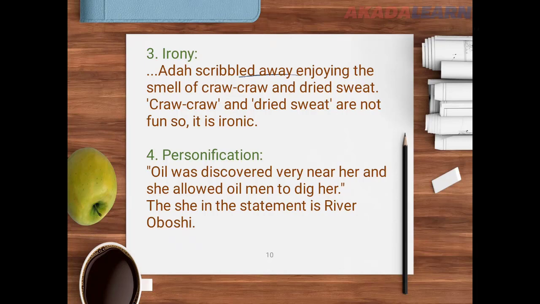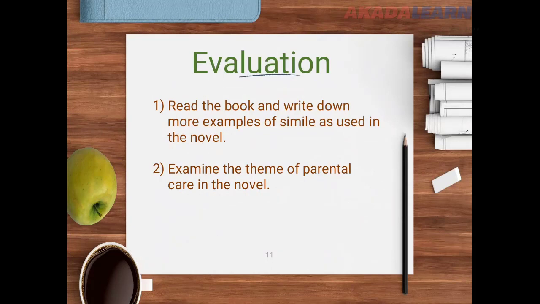Do you understand? Now, we have seen the style which Emecheta used to write her novel, Second Class Citizen. There are other stylistic analyses of Buchi Emecheta's Second Class Citizen, but we're going to make do with this one in our class today. Now, let's do a little bit of evaluation. Number 1, read the book and write down more examples of simile as used in the novel. Number 2, examine the theme of parental care in the novel.